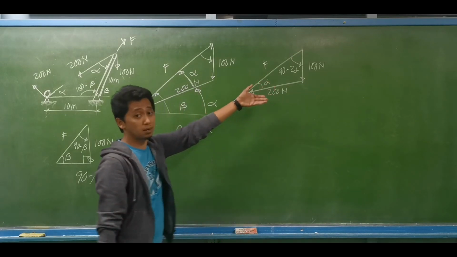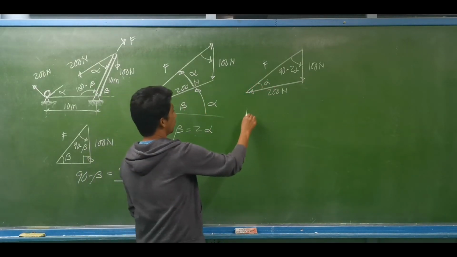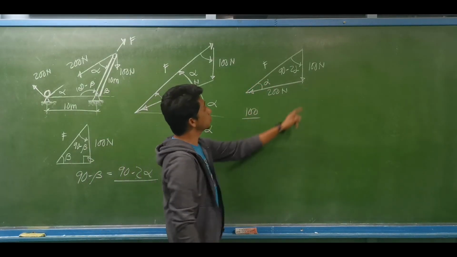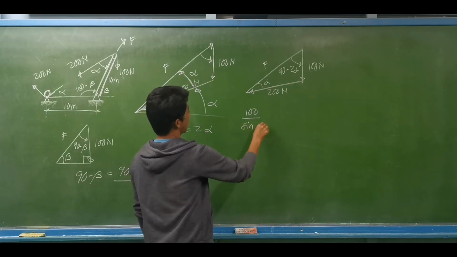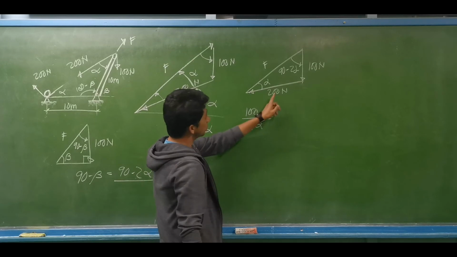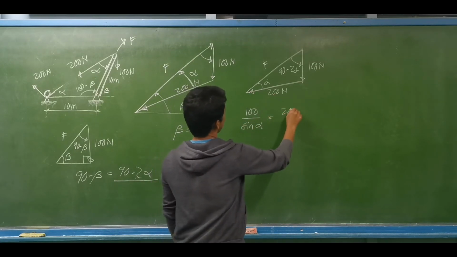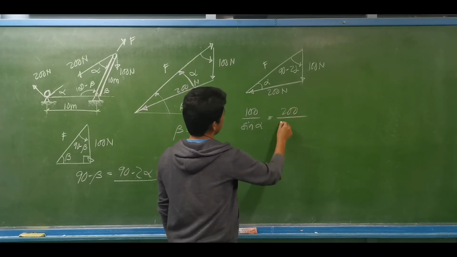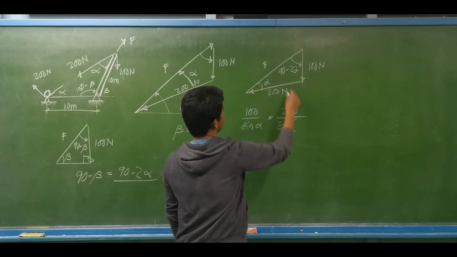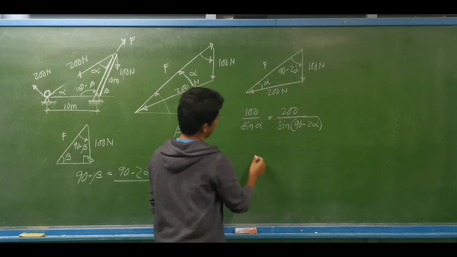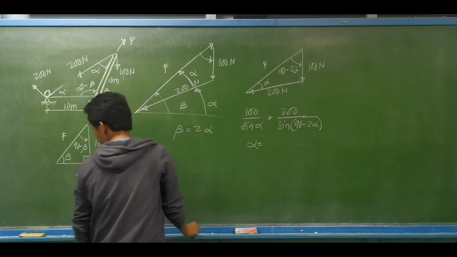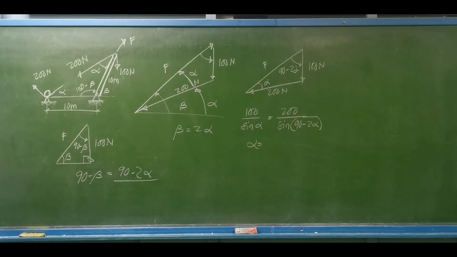By sine law, we can now compute. For the 100 newtons, the opposite is the sine of angle alpha, equal to the opposite of the 200 newton side divided by the sine of 90 minus twice of angle alpha. So the first thing to compute will be angle alpha.